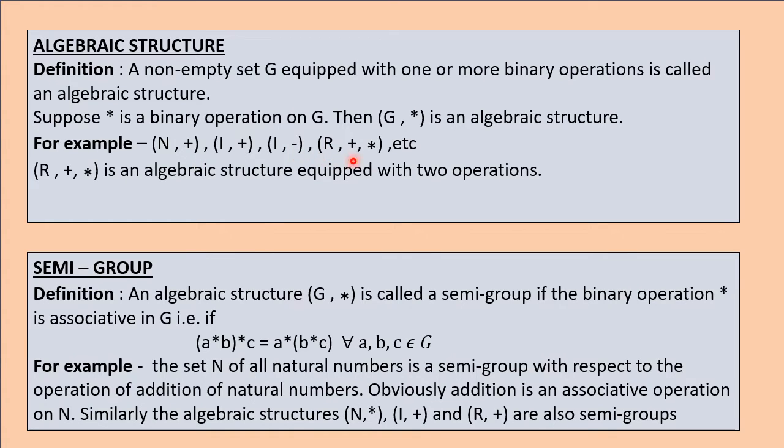Now consider this example (R, +, *). This is an algebraic structure which is equipped with two operations, that is addition and multiplication. Now let us understand what a binary operation is.